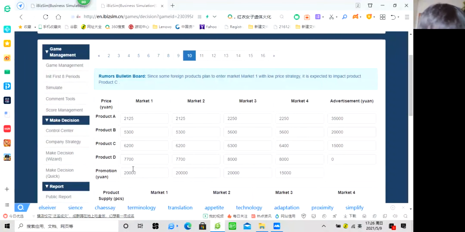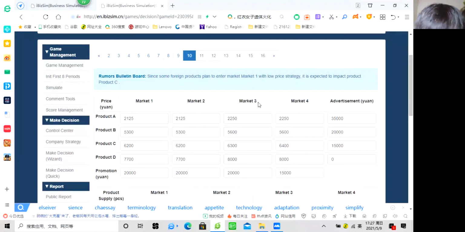Okay, promotion. This promotion fee is for market one, and it is averaged and shared by the different products A, B, C, D. This fee goes to market two, and it should be shared by products A, B, C, D in the same market. So this is the same for market two.